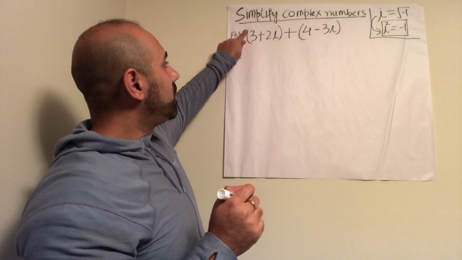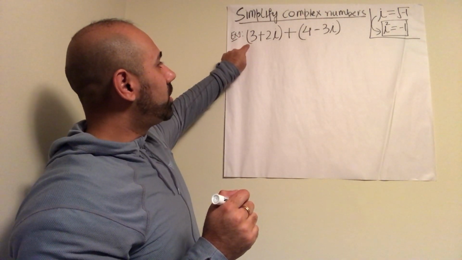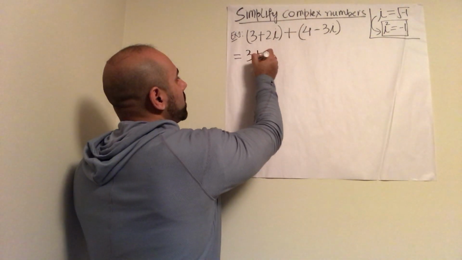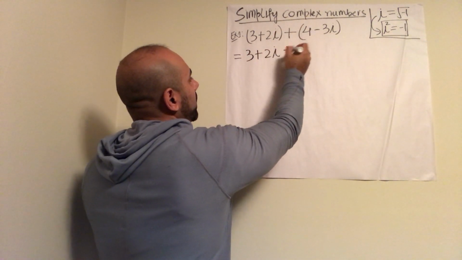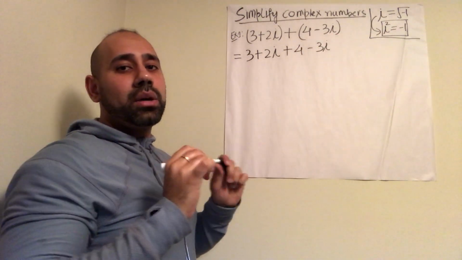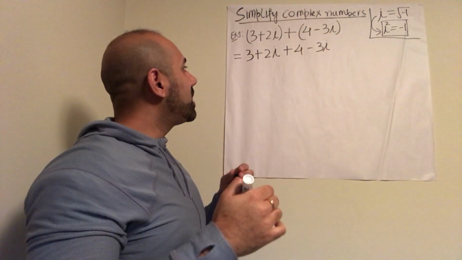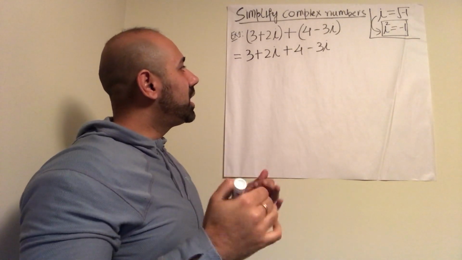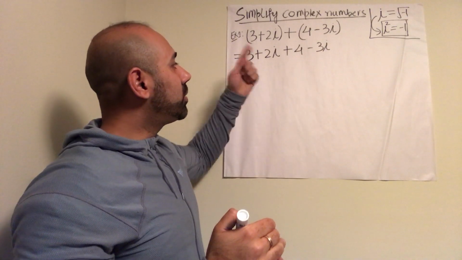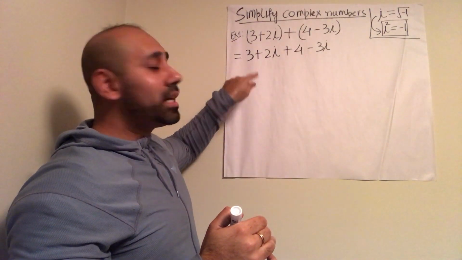So I'm going to get rid of the parentheses for the first one as well as the second one. I'm going to rewrite 3 plus 2i plus 4 minus 3i. In the first step, I just got rid of the parentheses. I also followed the order of operations, which says you first have to get rid of the parentheses. Once I get rid of the parentheses, I quickly realize that I can combine like terms.